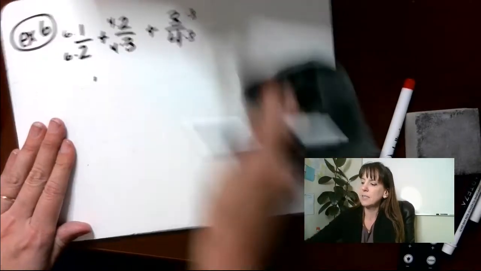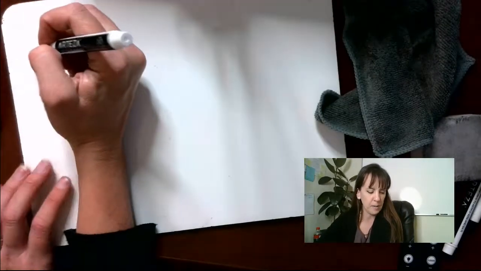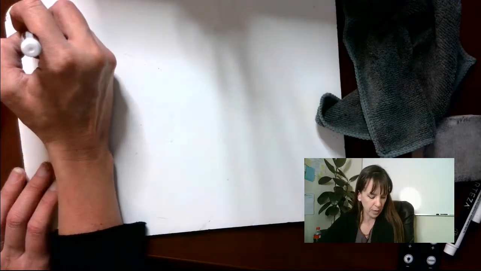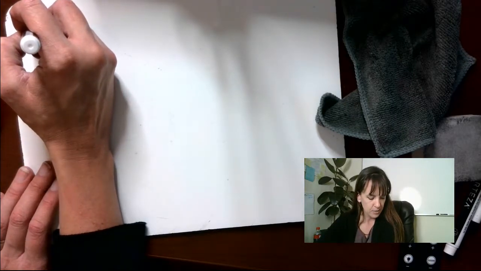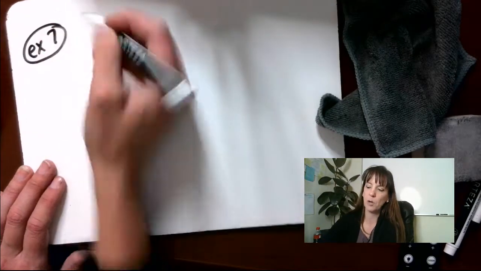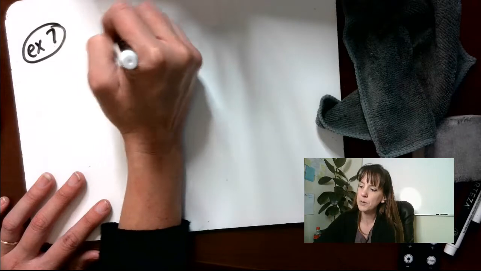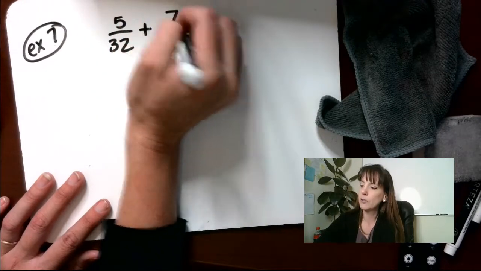All right, that was 6. Let's see about example 7, prime factorization to help you add these fractions. This is example 7. This is where we're going to be using that prime factorization to find your least common multiple. You have 5 over 32 plus 7 over 24.